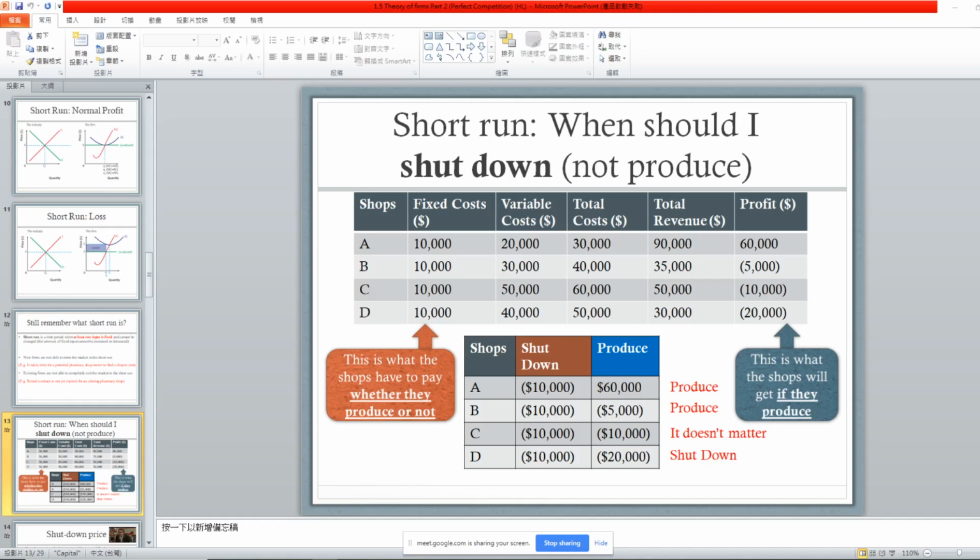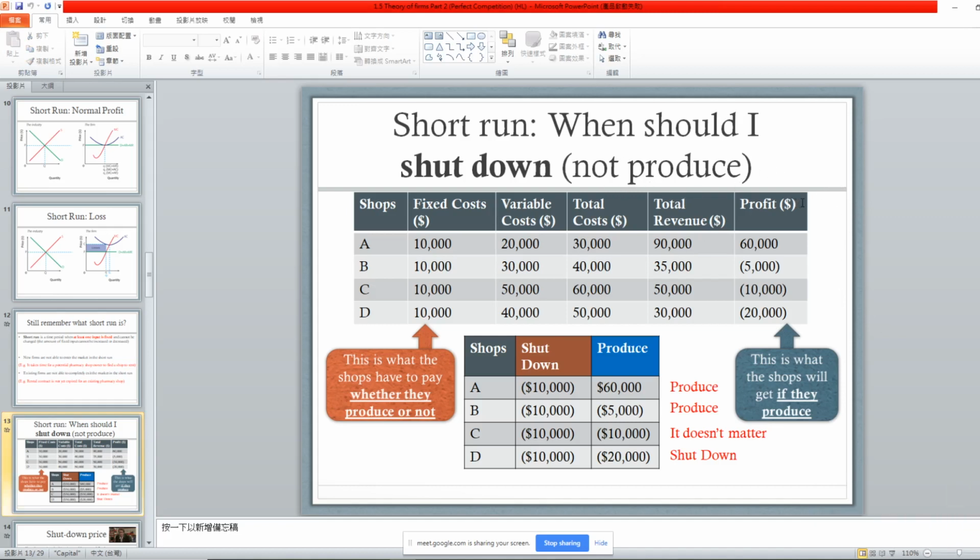Because you make a smaller loss if you produce. Yes, Kirsty, all right. Because you make a smaller loss if you produce. So I can actually summarize shutdown price in the short run by using the profit and the total revenue.